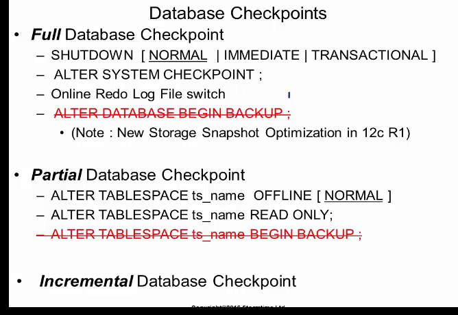The checkpoint is synchronizing memory and disk. We do get a checkpoint when we do a shutdown normal, immediate or transactional. You can have it when you do an alter system checkpoint, though there's not a lot of reason for doing that. It also happens on an online redo log file switch. We have what we call a partial database checkpoint. That's when we take the tablespace offline, so that tablespace's data files will be checkpointed. It's not all the database, it's just that. If we put a tablespace from read-write mode to read-only, we've got to checkpoint it.